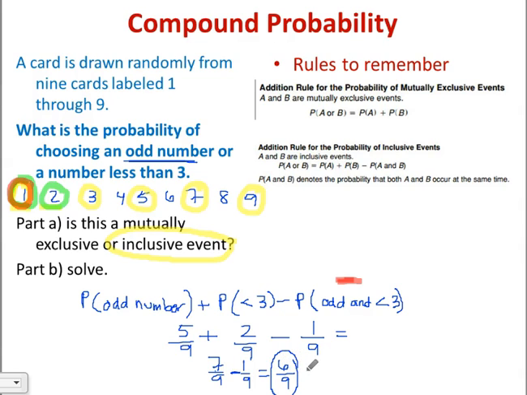If we want to put it into a decimal, we would just take 6 divided by 9, and I get 0.67. So that's an example of how we use that formula for an inclusive event where they can occur at the same time. So make sure you take down this example. I'm going to go to the next slide now.